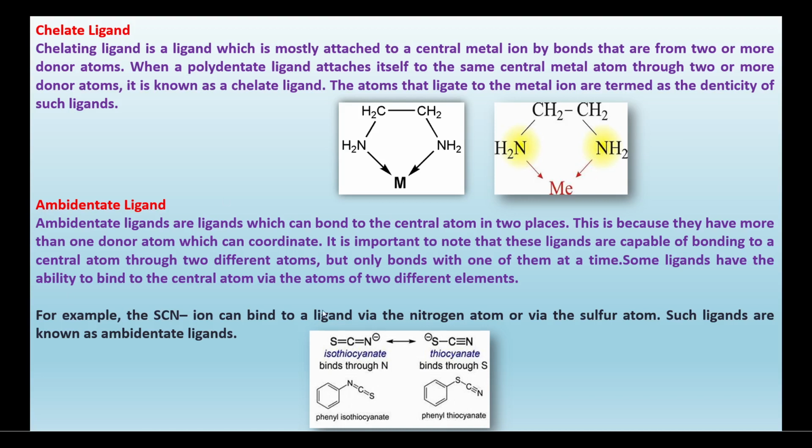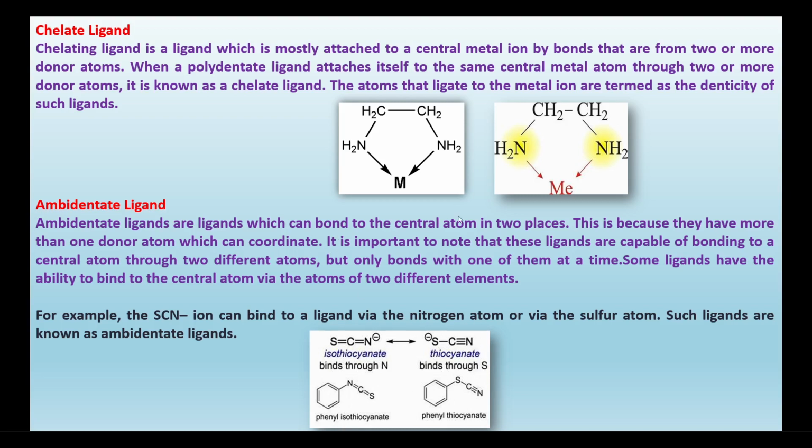Okay, and coming to the ambidentate ligand. What do you mean by the ambidentate ligands? Here there are also the monodentate ligands, which can have two donor atoms. Or we can see the respective thiocyanate, there may be a thiocyanate and isothiocyanate, which can bind with the nitrogen and which can bind with the respective sulfur.